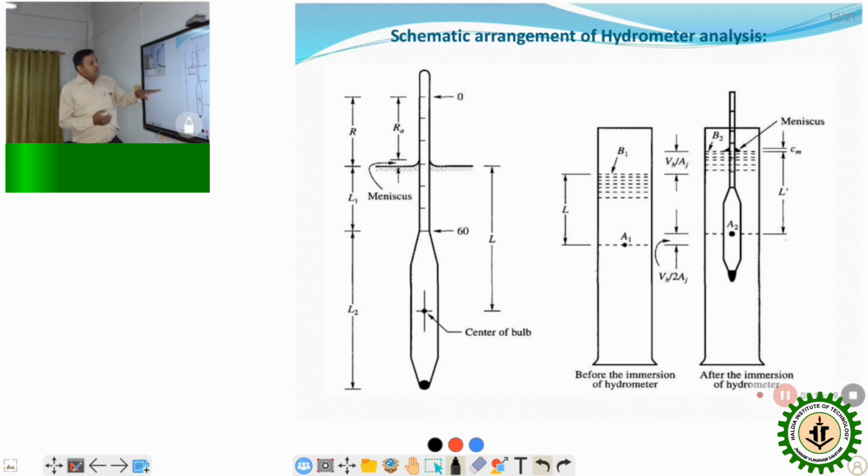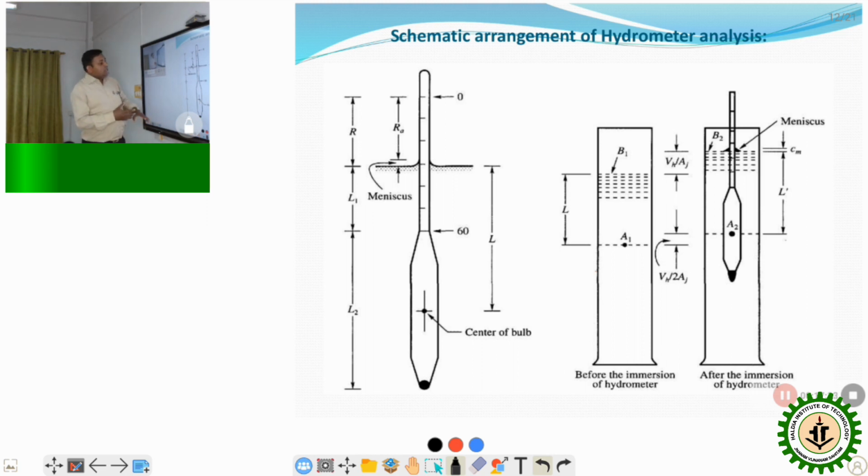Now after immersing the hydrometer, when the time elapses, we have to record the hydrometer reading in time intervals of 15 seconds, 30 seconds, 1 minute, 2 minutes, 4 minutes, 8 minutes, 15 minutes, 30 minutes, 1 hour, 2 hours, 4 hours, 8 hours, 24 hours. In this time interval, we have to take the hydrometer reading.